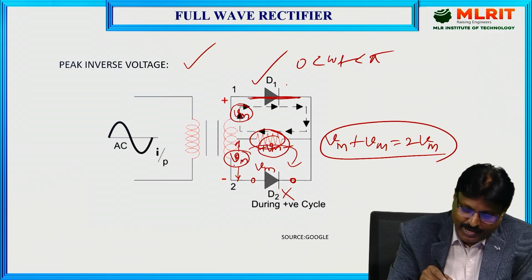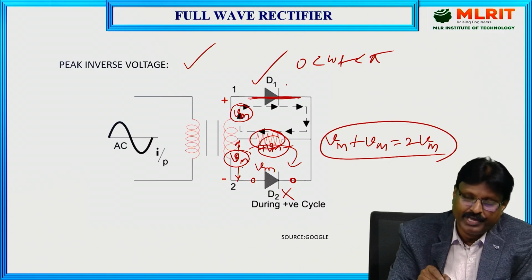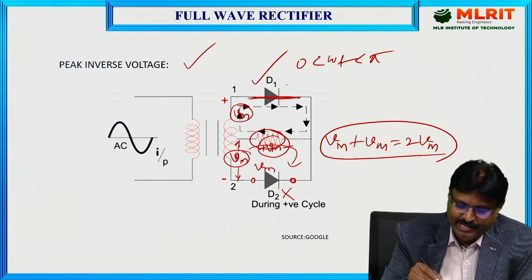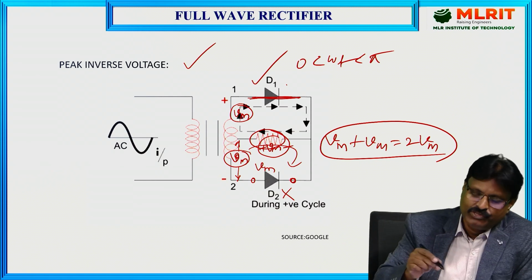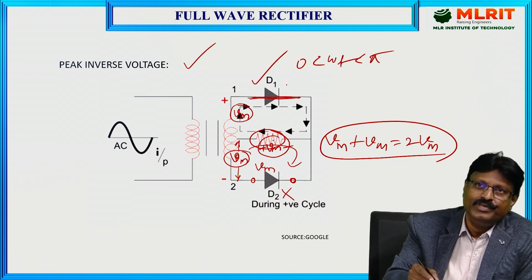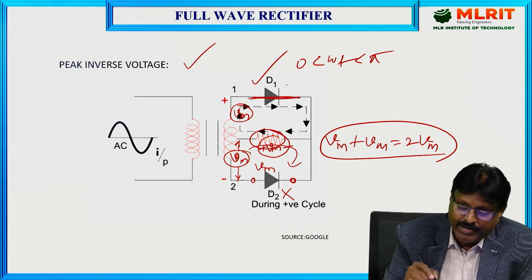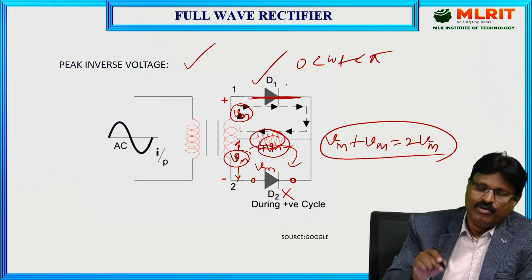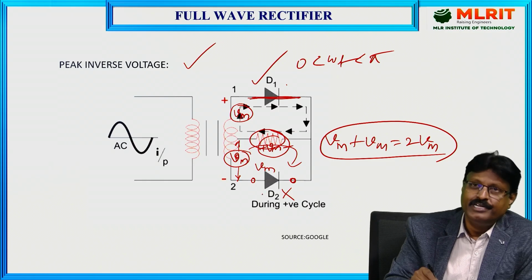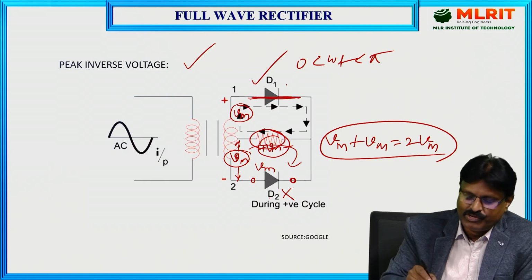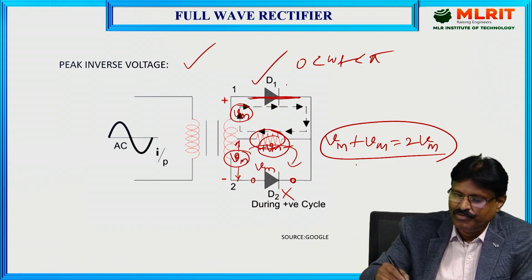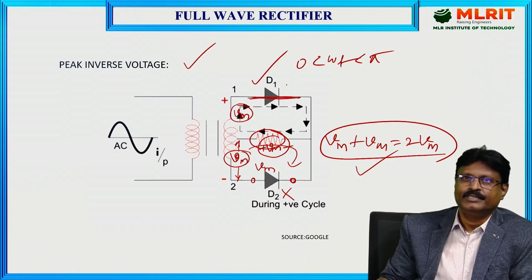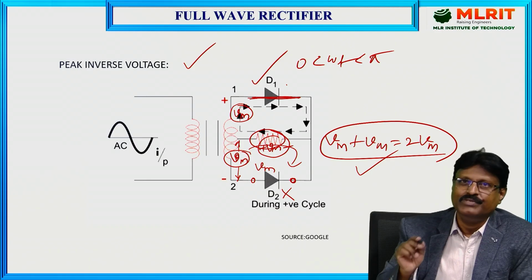So Vm is the provided input voltage for this lower half of the center tap transformer, and already Vm is absorbed across the load resistance RL. Why? Because D1 is forward biased. So the total voltage of this loop is Vm plus Vm, 2Vm. So that's why the diode D2 has to withstand a total voltage of 2Vm in its reverse biasing state. So that's why it is called the peak inverse voltage of the full wave rectifier. So the peak inverse voltage of full wave rectifier is 2Vm. The peak inverse voltage of half wave rectifier is Vm.